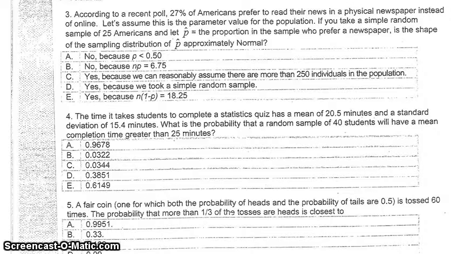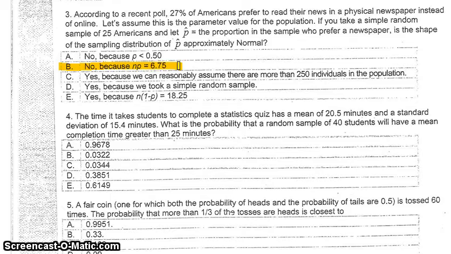According to a recent poll, 27% of Americans prefer to read their news in a physical newspaper instead of online. Not a lot, I guess. Let's assume this is the parameter value for the population. If you take a simple random sample of 25 Americans and let p hat equal the proportion in the sample who prefer a newspaper, is the shape of the sampling distribution approximately normal? Remember, that's n times p, n times 1 minus p. If we check 0.27 times 25, nope, nope, and nope, because of this.